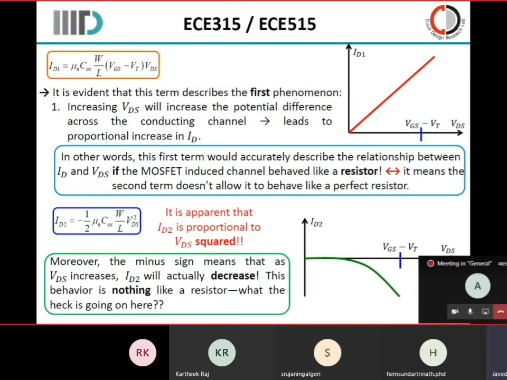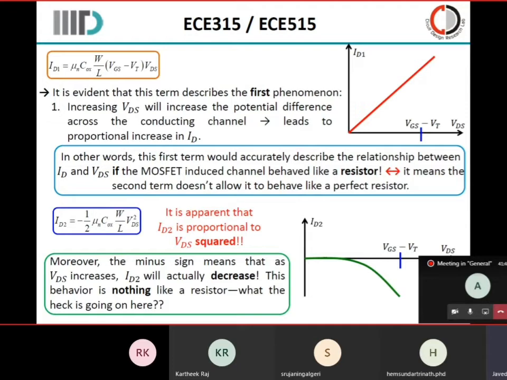So what happens? We'll look at only the first term. In the first term, it is evident that it is the first phenomenon wherein increasing the VDS will increase the potential difference across the conducting channel, leading to a proportional increase in ID. So the first term is what you can describe as a resistor. The second term is what doesn't allow it to behave as a resistor, which is proportional squared to the VDS. So if you take the negative term, it will reduce the amount of ID that is going to flow through, right?